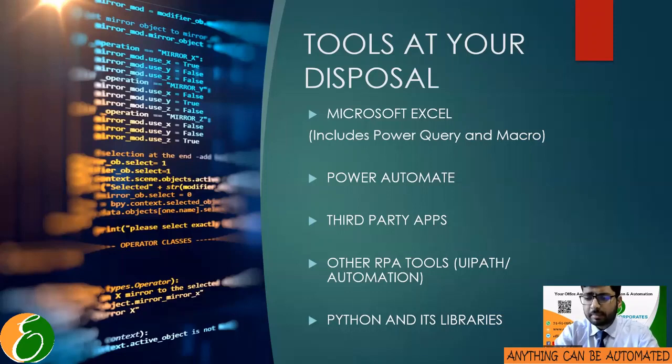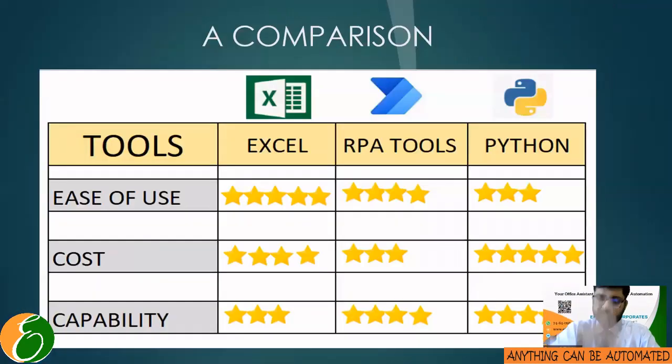And Power Automate. This is the Microsoft Power Automate app, but there are many other RPA tools which we have listed in point 4, like UiPath and Automation Anywhere. And lastly, Python and its libraries. These are the different tools you can use. As a broad bifurcation, I would divide them into 3: one is Excel, one is RPA tools, and one is Python.